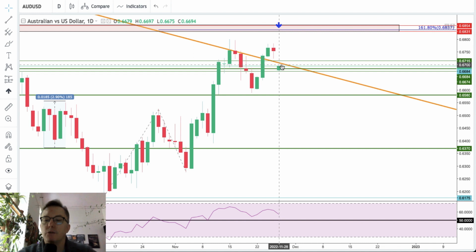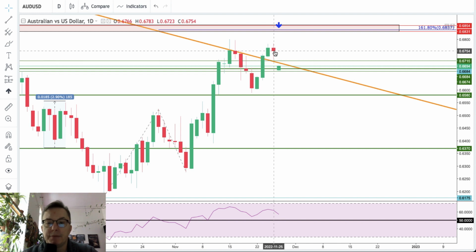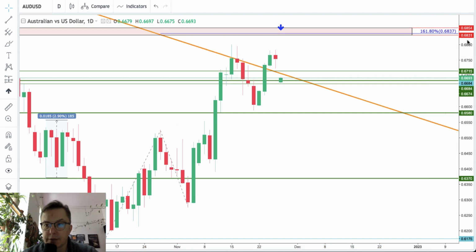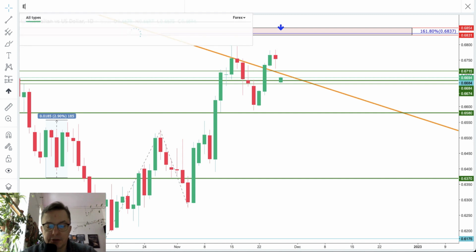But first we need to see what will happen if and when the bulls close the gap. The low of the gap is located at the level of 6,723. So pretty nice setup on the Australian dollar. The target level is still in play, and of course the supply zone located between the levels of 6,831 and 6,854 is still in play as well. So that's the Australian dollar. Let's switch to the majors.